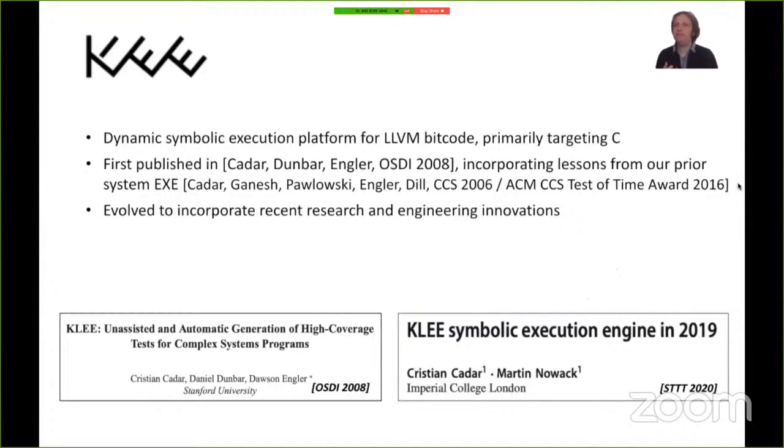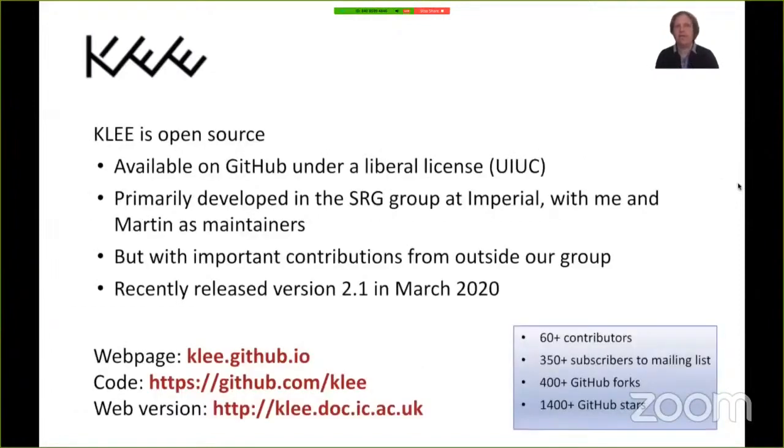But at the same time, I see it as quite a new system as well, because it has continuously evolved to incorporate both recent research and engineering innovations. Importantly, KLEE is open source. It is available on GitHub under a liberal license. It's primarily developed nowadays in the software reliability group at Imperial College London with me and Martin as maintainers, but with many important contributions from outside our group as well. And we recently released version 2.1 this March.